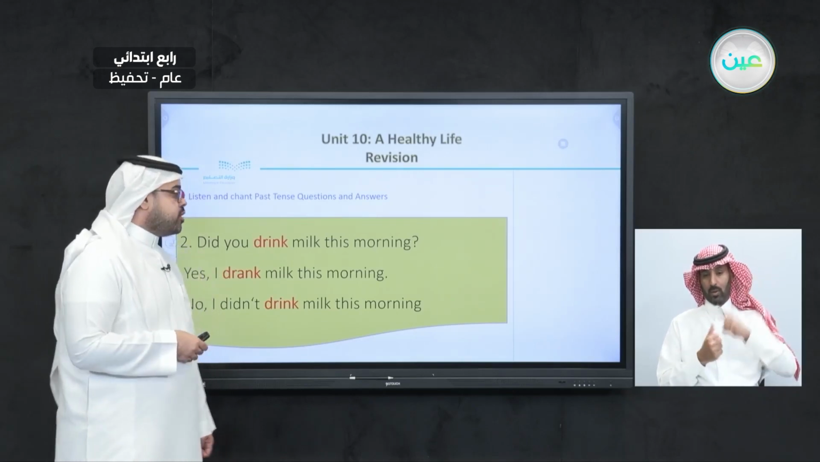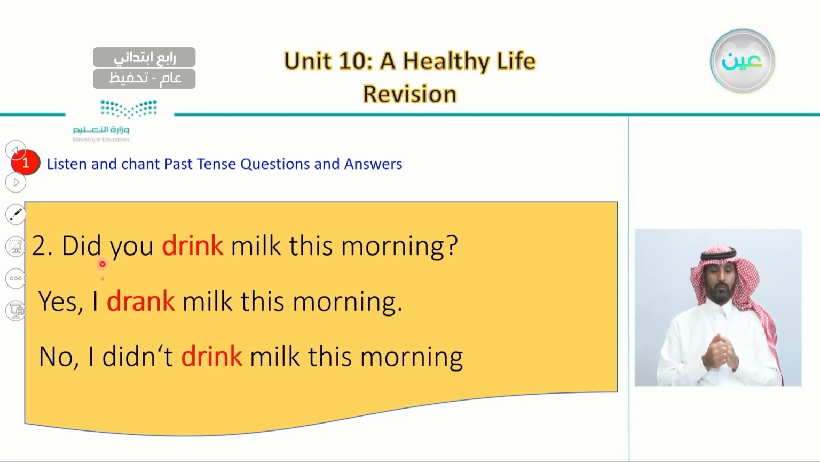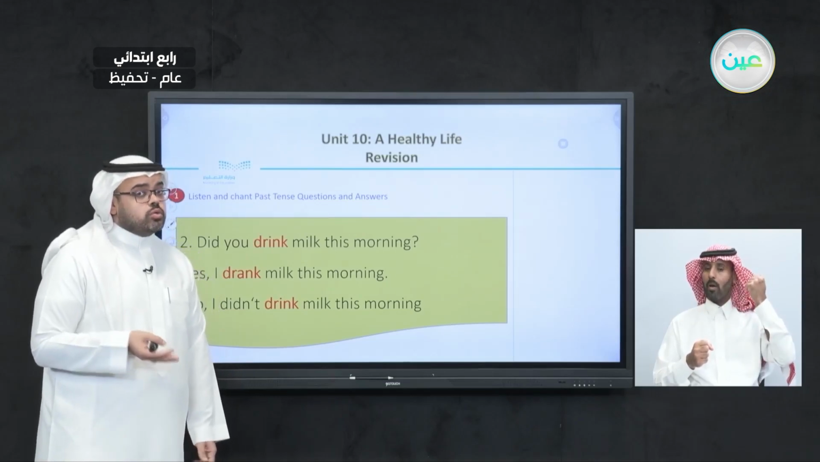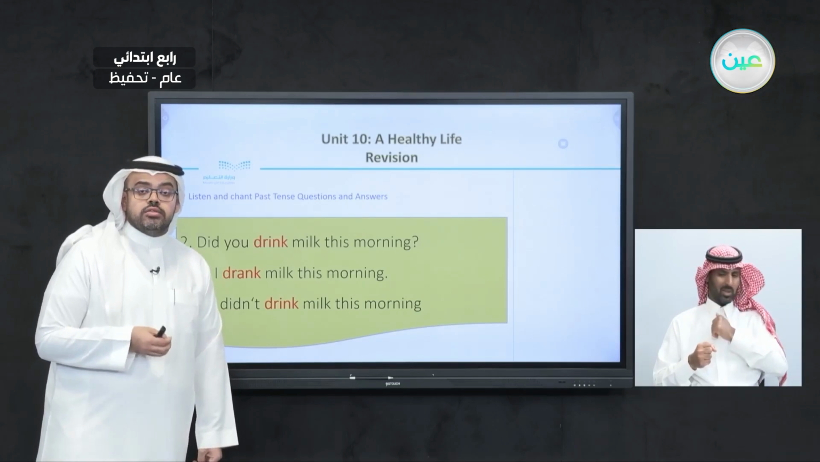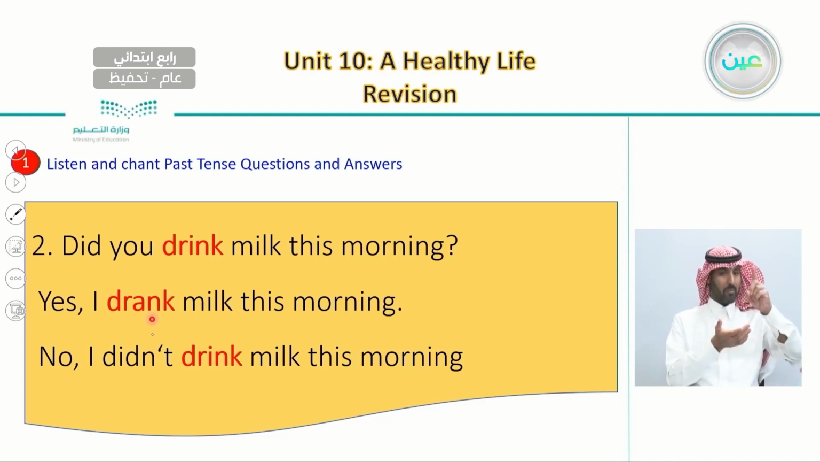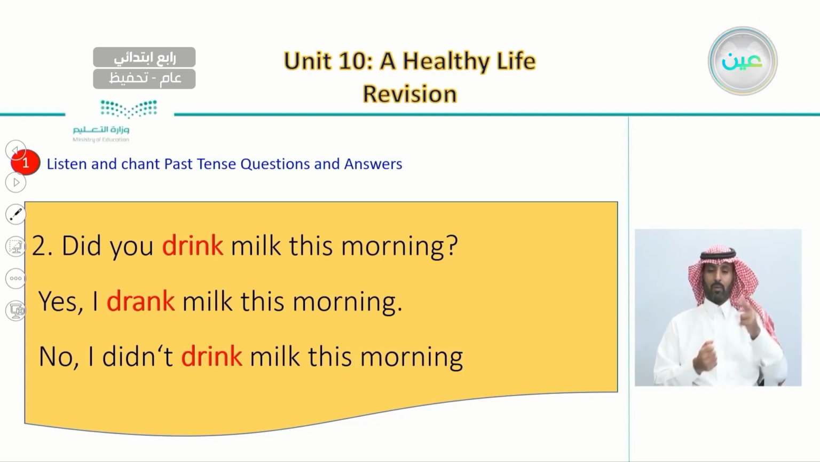For example, the second question, did you drink milk this morning? If the answer is yes, you would say, yes, I drank. And if the answer is no, you would use did. You would say, no, I did not drink. So with the question, we use did as a question word we use in the past, and also with the answer, we use did for the past as well. The only change we make to the verb is when we answer yes, which is when we change the verb from drink to drank.